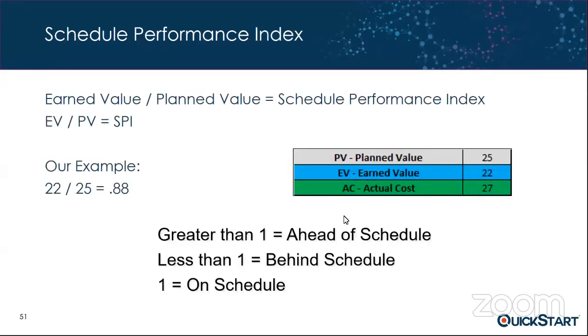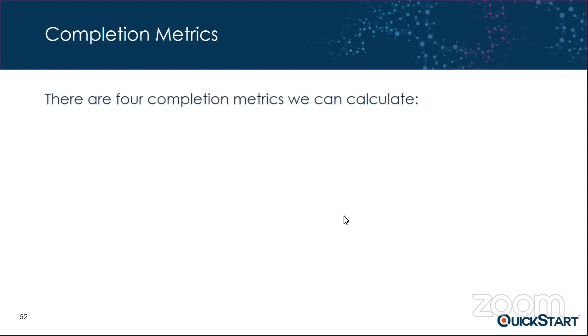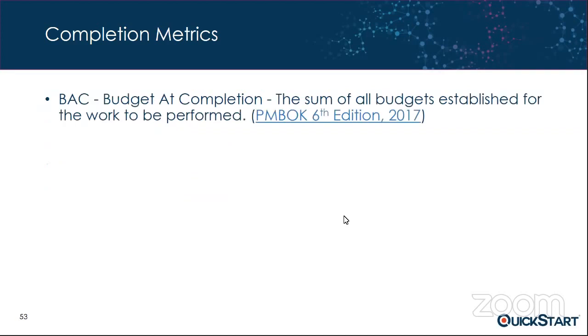Okay, so we know we're behind schedule. We know we're over budget, but let's talk about getting to the end, right? We're getting to the end of our project. What's it going to take to finish this project out? What's the total cost going to be when we get there? These are some of the metrics that we can calculate based upon where we are right now. There are 4 of them: budget at completion, estimate at completion, variance at completion, and estimate to completion. So let's dive into these.